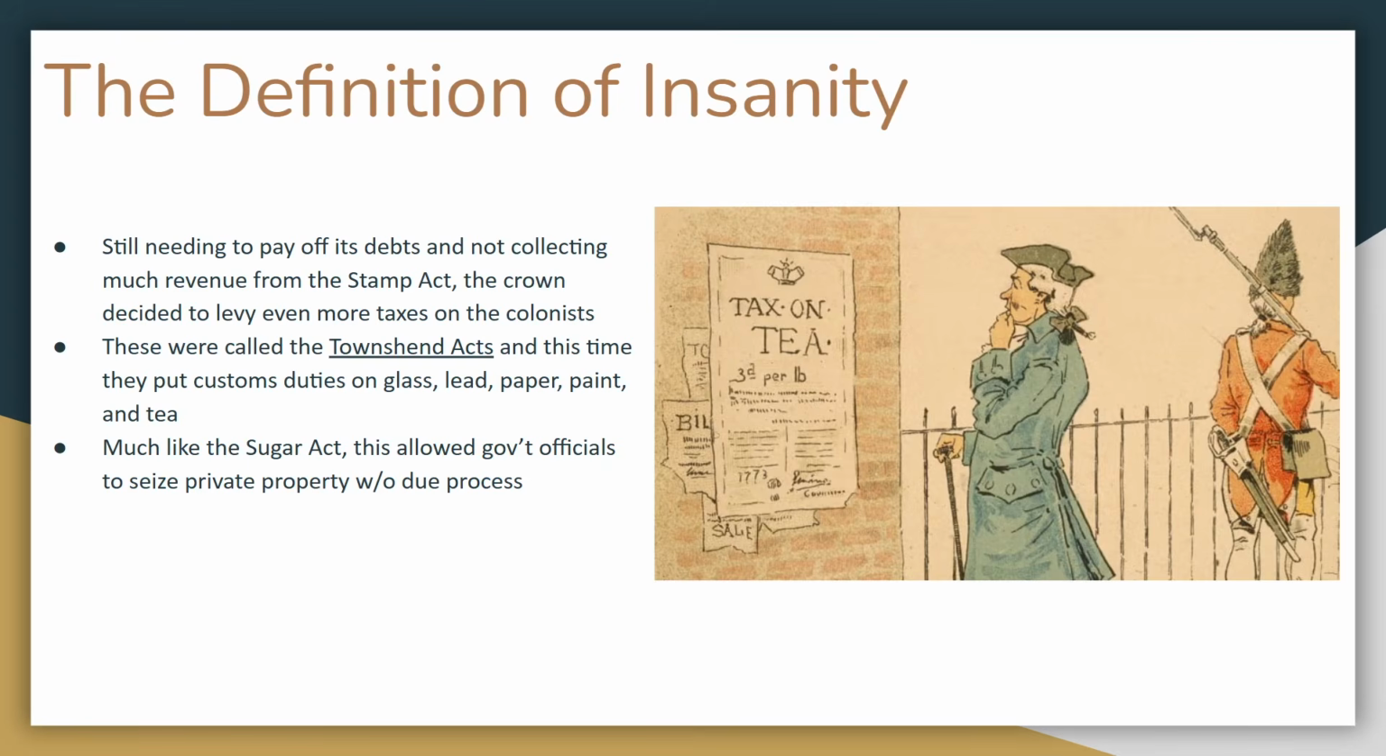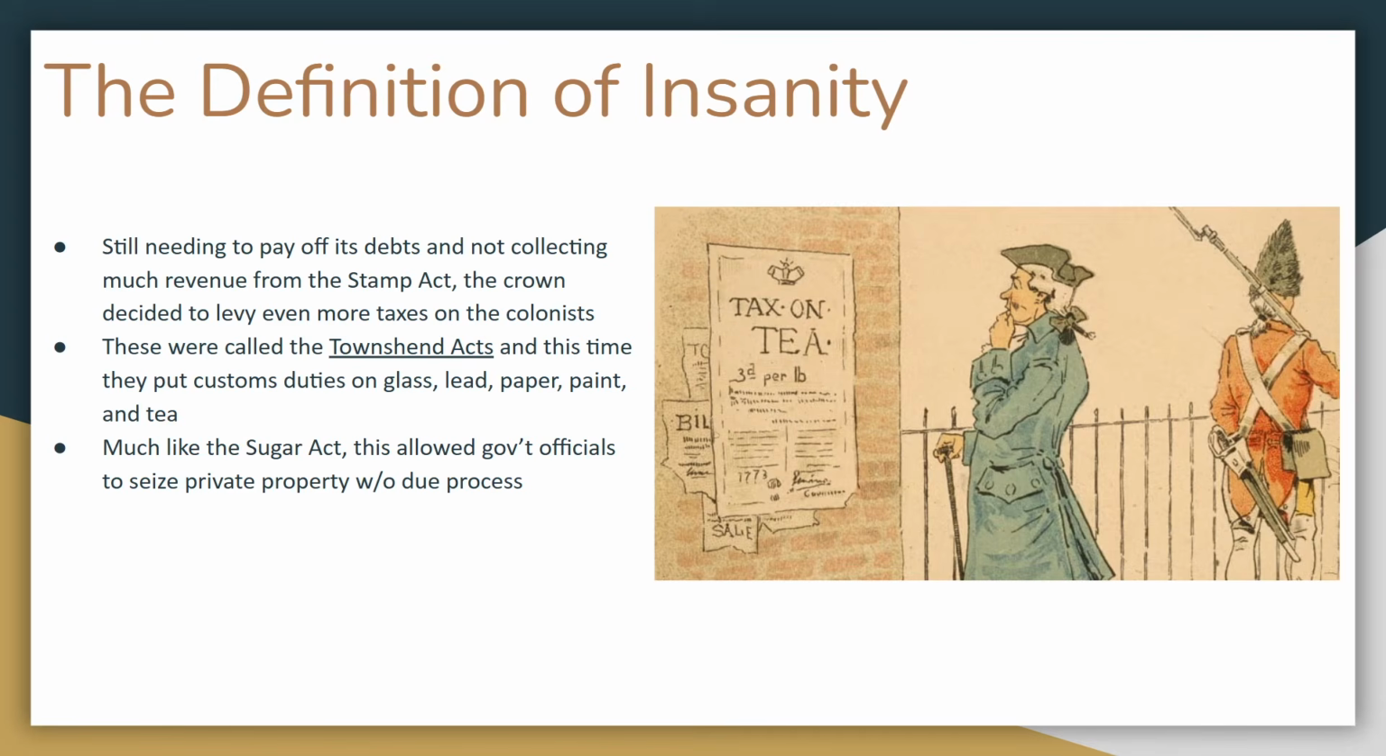Now, the definition of insanity, I'm sure you've heard, is doing the same thing over and over again and expecting a different outcome. Now, if you remember, Britain still needs to pay off all of its debts for the French and Indian War. And the Stamp Act clearly isn't working. So what are we to do?